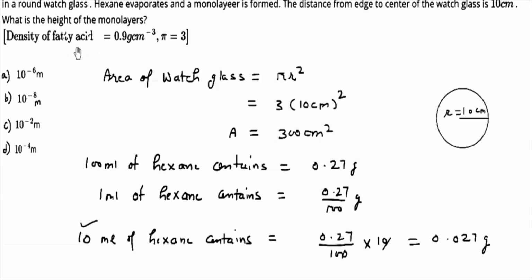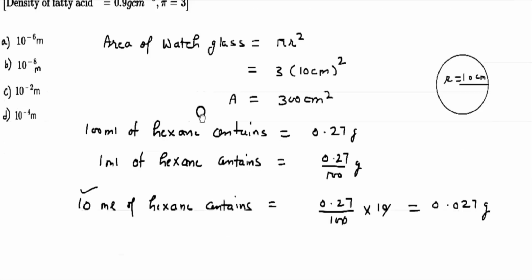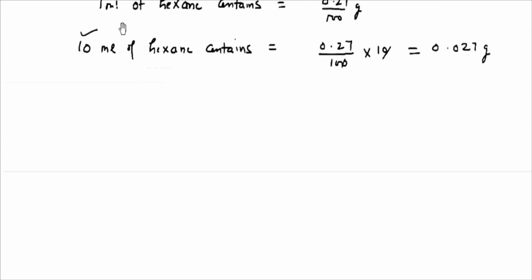Now we use the given density of the fatty acid, that is 0.9 gram per centimeter cube. From here we can easily find the volume. The density of the fatty acid, the formula is mass by volume. So from here you can easily calculate the volume, that comes out to be mass by density, and the value comes out to be 0.027 gram divided by the density.